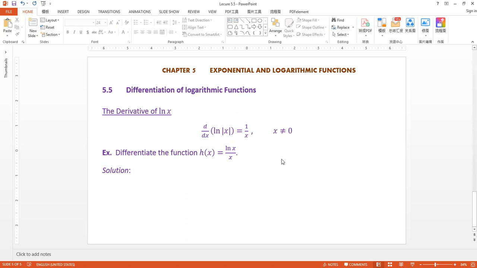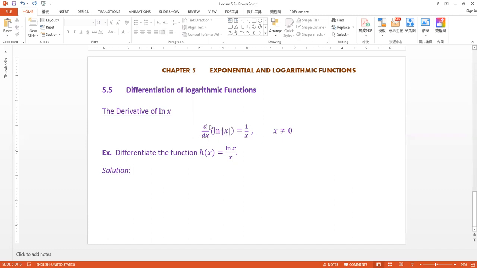All right, in this example, we need to find the derivative of h of x, which is ln x over x. We're going to use the rule for the derivative of ln x. Here we don't have the absolute value of x, so that means x has to be positive. You cannot take the natural log of a negative number. But when you apply the rule for the derivative of ln x, it just equals 1 over x.